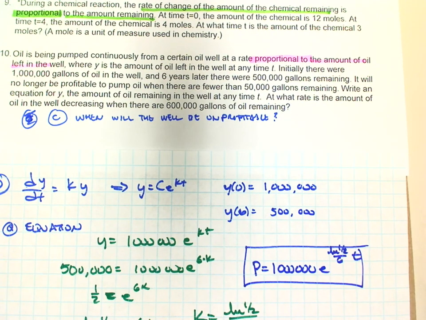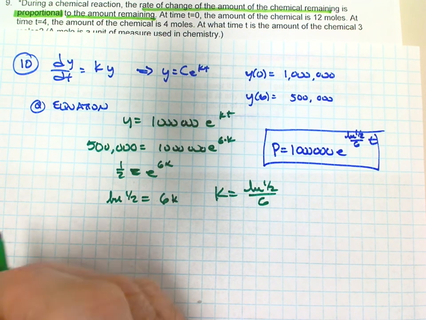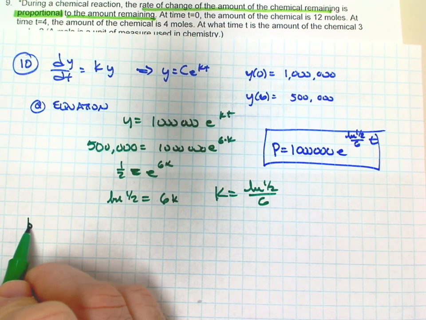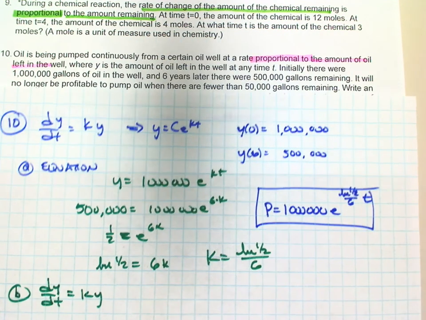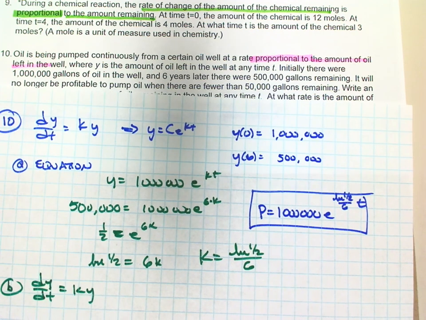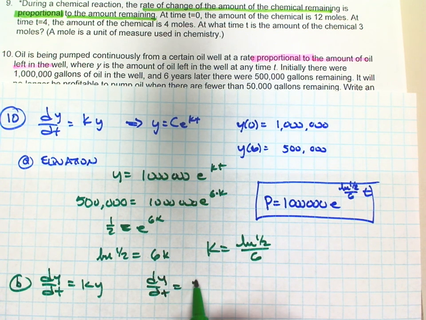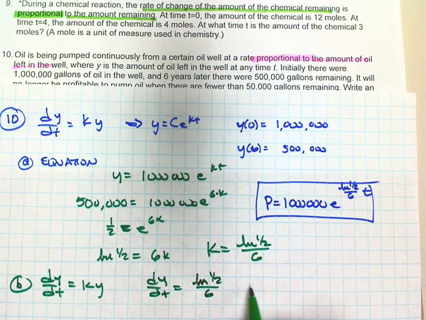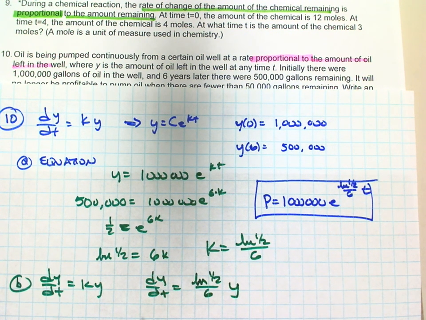Next it said, at what rate is the amount of oil in the well decreasing when there is 600,000 gallons of oil remaining? That particular problem is going to go back to our dy/dt equals k times y. Again, it says at what rate is the amount decreasing. Well, we know what k is, so dy/dt is equal to the natural log of 1/2 divided by 6 times y. So this one just simply becomes a matter of substitution.